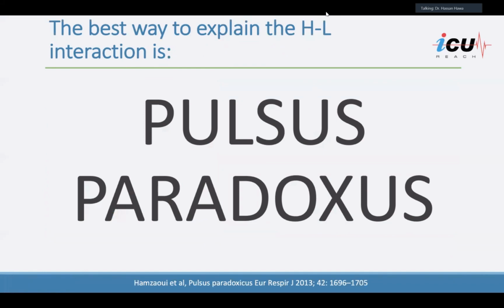Now, one of the best illustrators of heart-lung interaction is pulsus paradoxus.